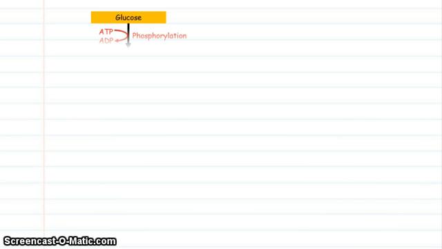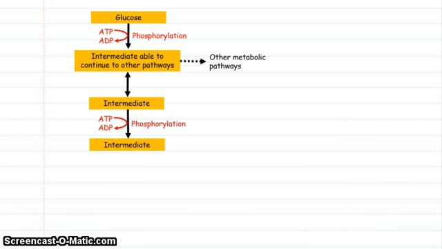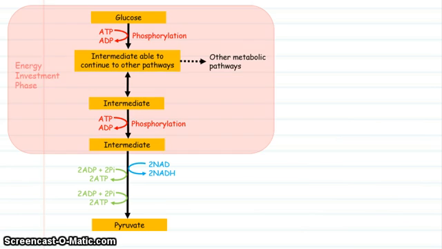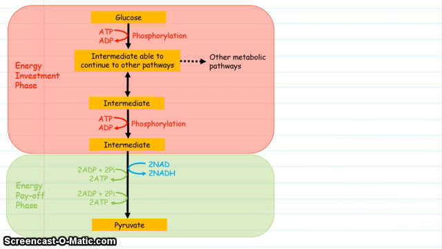So, for example, this is the energy investment phase. A couple of times ATP is used to phosphorylate compounds, so 2 ATP molecules are used up per glucose molecule. The second part of the reaction is where ATP is produced. 4 ATP molecules are produced as that intermediate compound becomes pyruvate. This is the energy investment phase, and this is the energy payoff phase.